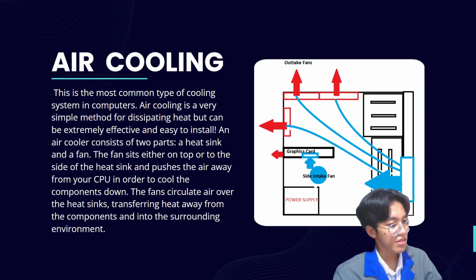An air cooler consists of two parts, a heat sink and a fan. The fan sits either on top or to the side of the heatsink and pushes the air away from your CPU in order to cool the components down. The fans circulate air over the heat sinks, transferring heat away from the components and into the surrounding environment. As you can see in the figure, the fans are used to create airflow within the computer case. It directs cool air towards the heat sinks, the CPU, and the components, and expels hot air away from it.